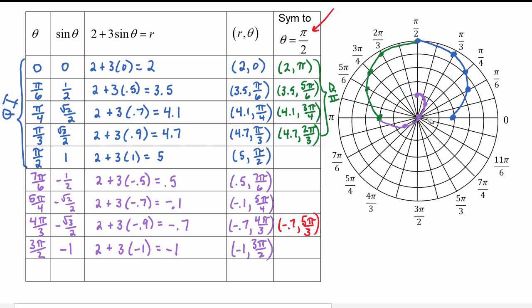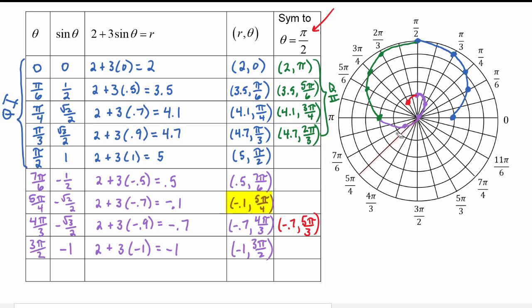So that means we start at the pole. We are looking towards 5 pi over 3, but we don't walk that direction. We have to back up away from 5 pi over 3, a distance of 0.7. So it's going to curve around here.